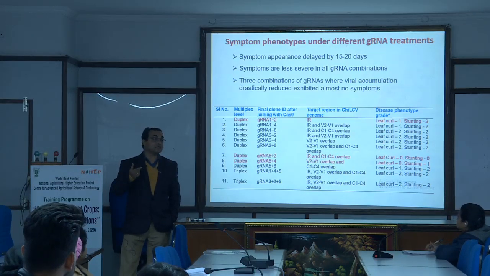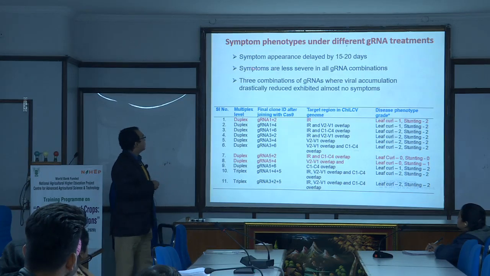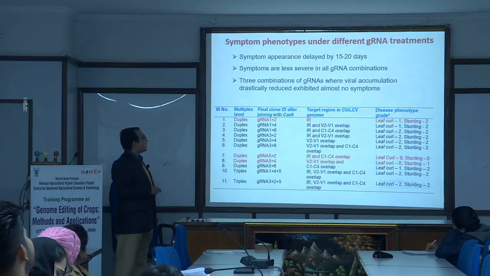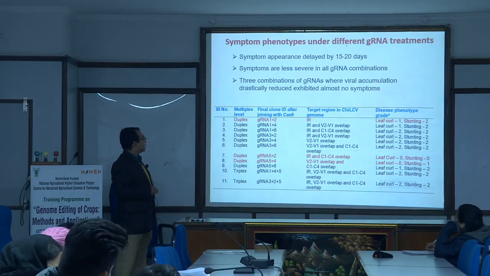So, it is only a transient inoculation, not even a transgenic plant. If it is a transgenic plant, definitely that will give you much more protection. Then symptoms are less severe in all gRNA treated conditions, and the 3 combinations of gRNAs where viral accumulation was drastically reduced also exhibited almost no symptoms. So, these are the 3.